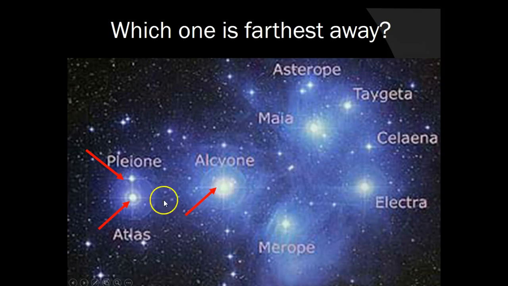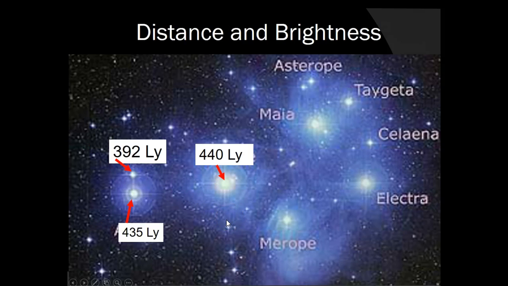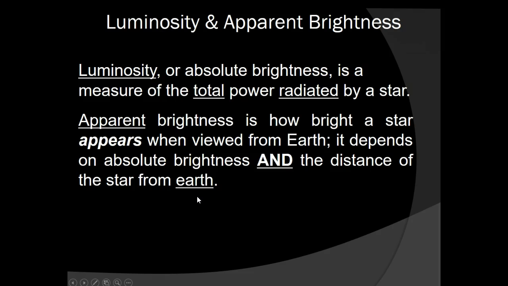Because it's the brightest, and then Atlas, and then Pleione. That's how most people would take a look at that. However, if you look at their actual distances, the first one, the brightest one, is 440 light years away. The next dimmest one is 435 light years away, and then the dimmest one is 492 light years away. So even though they're brighter, they're not necessarily that much farther away from us.